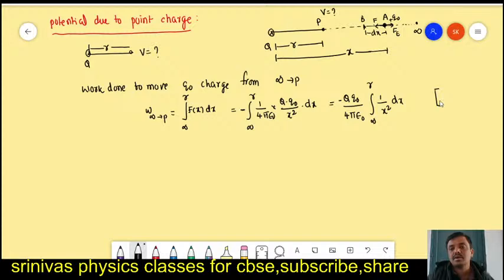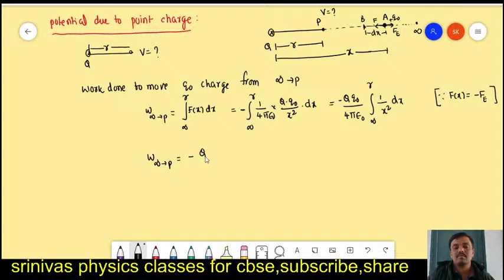Here what I have done is, F of x is the external force that we are applying to move this side. That is equal to the electric force. The electric force formula we know, minus Fe. Fe formula is 1 by 4 pi epsilon into capital Q into Q naught by x square. Then we have to simplify it here. Work done to move from infinity to P.